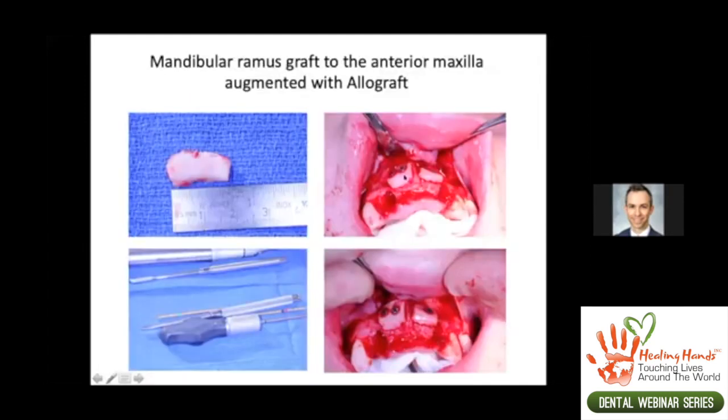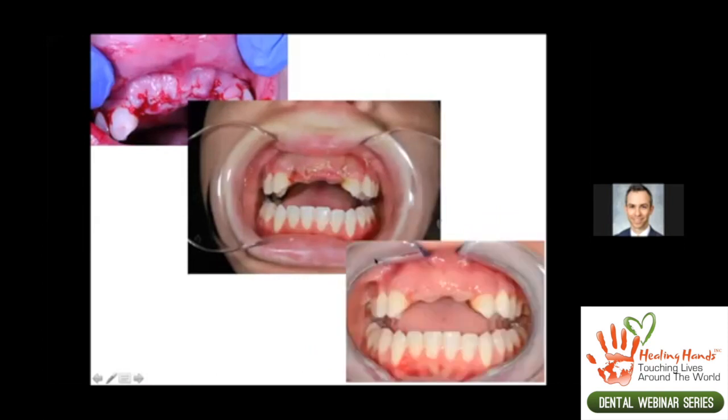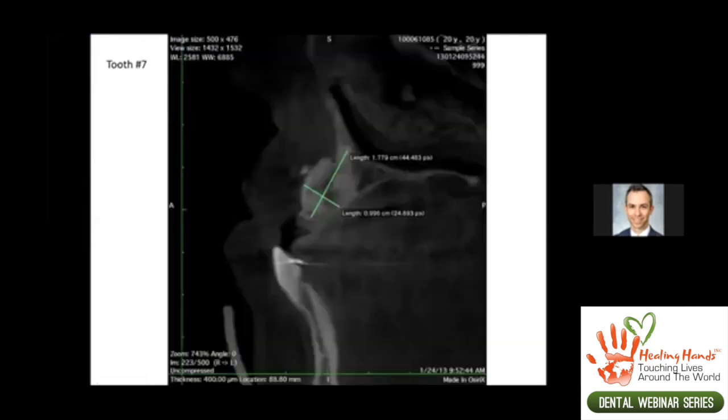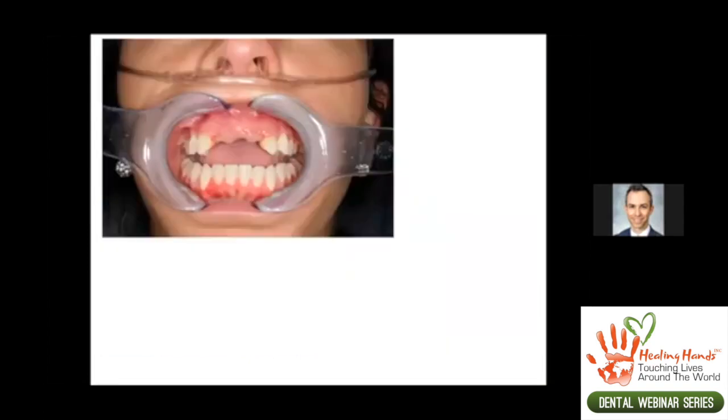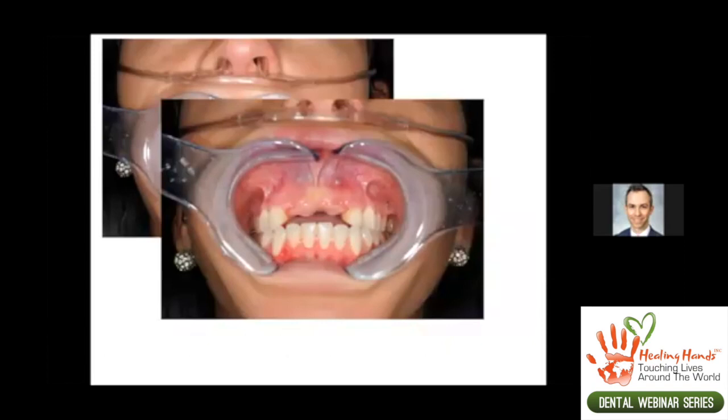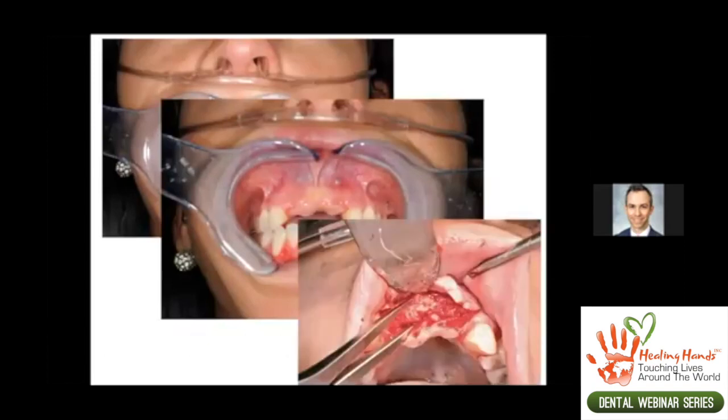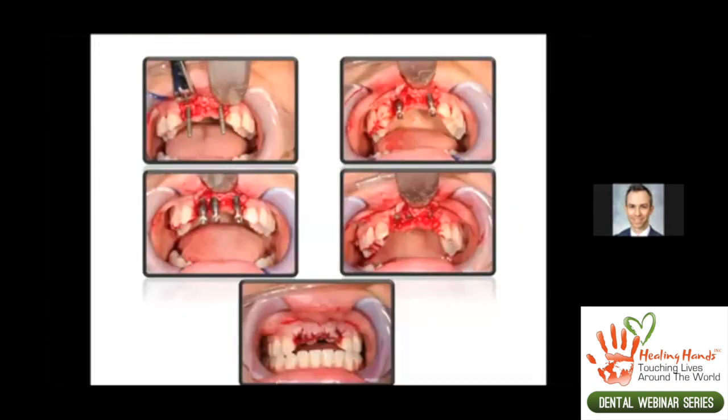And then you can see using a lag screw technique and recipient site prep, putting the graft in place, and getting a CBCT scan, planning for the implant position. In this case, the restorative provider wanted 3 implants, and that's what we did for her. You could see the ridge width that we built and 3 implants.